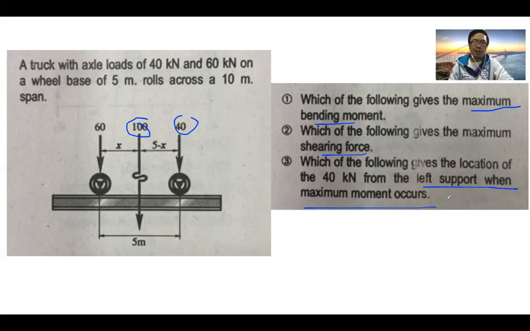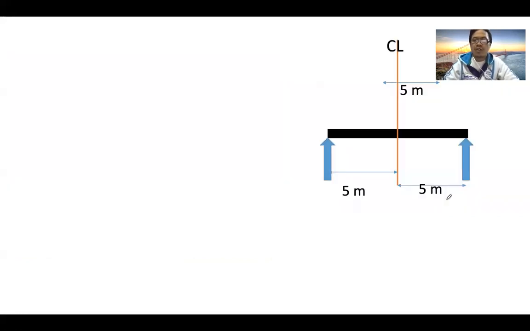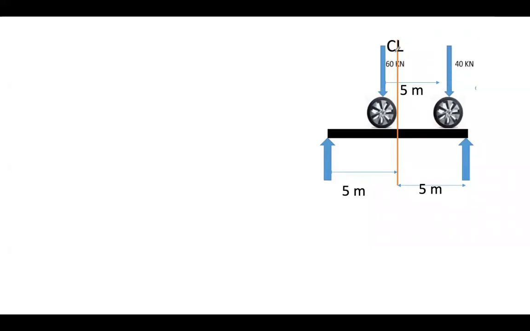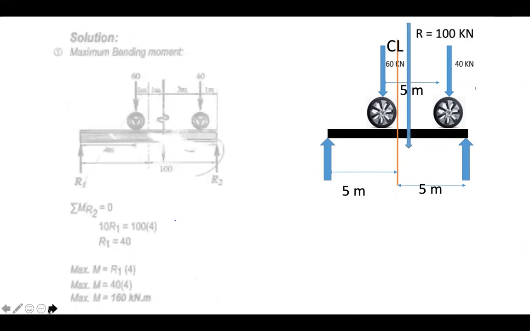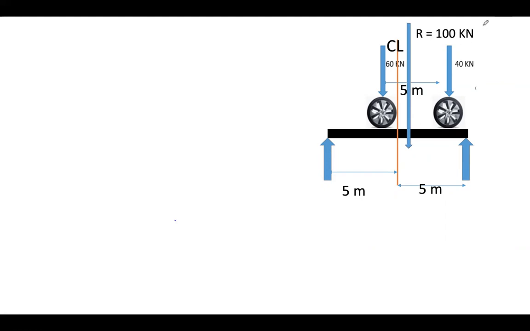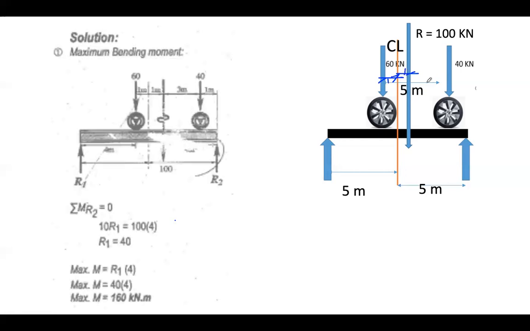So during the maximum moment computation, for the location of your 40 kilonewton load, you just have to identify its distance from the left support. So for example, you have this one. Okay, you have these wheel loads. This is 60, this is 40. This is the center line. You just have to place the center line between them. So how are you going to do that? You have to identify this. This one should be X over 2, this one should be X over 2, and this is also X over 2. In the calculation here, what is X?